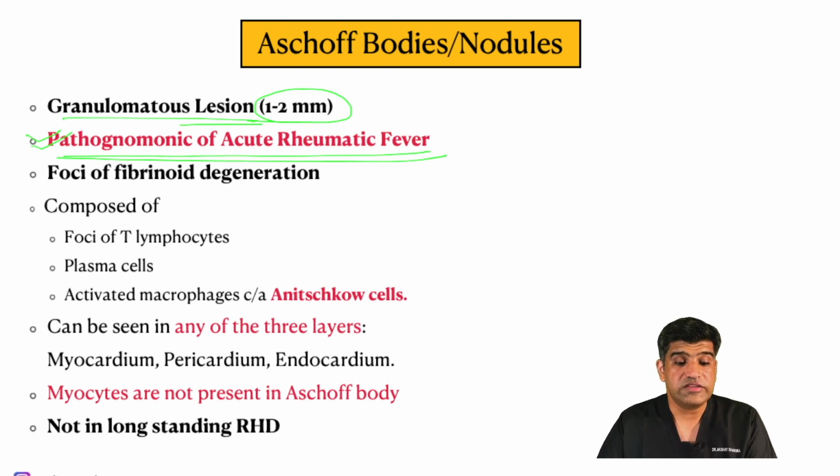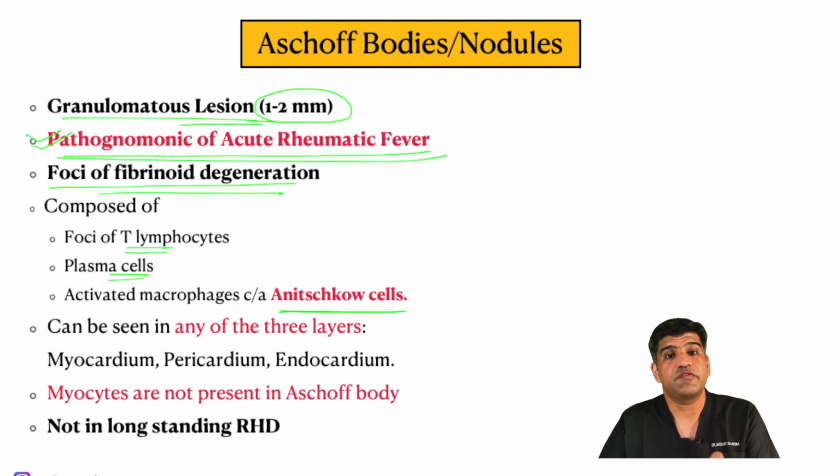So what are these? These are foci of fibrinoid degeneration composed of T lymphocytes, plasma cells and activated macrophages called Anitschkow cells. So Anitschkow cells are a part of Aschoff bodies. Aschoff bodies in themselves are pathognomonic of acute rheumatic fever. They are foci of fibrinoid degeneration and they have Anitschkow cells in them.